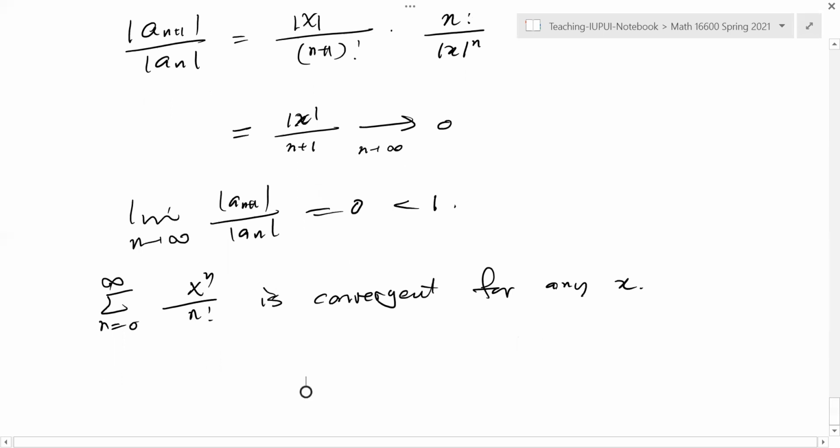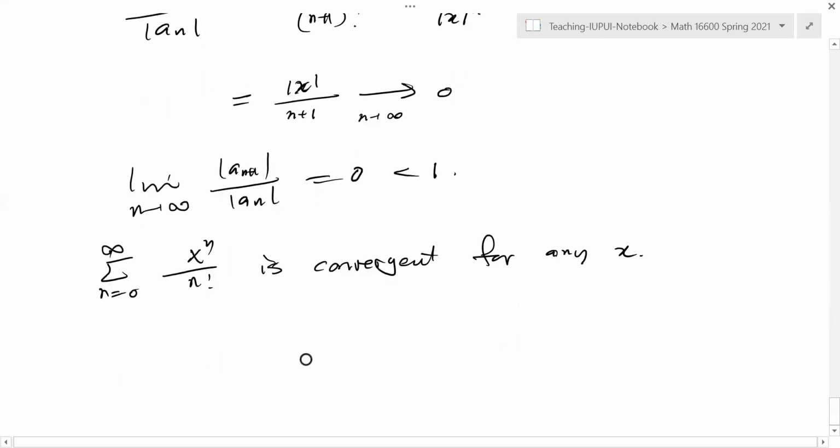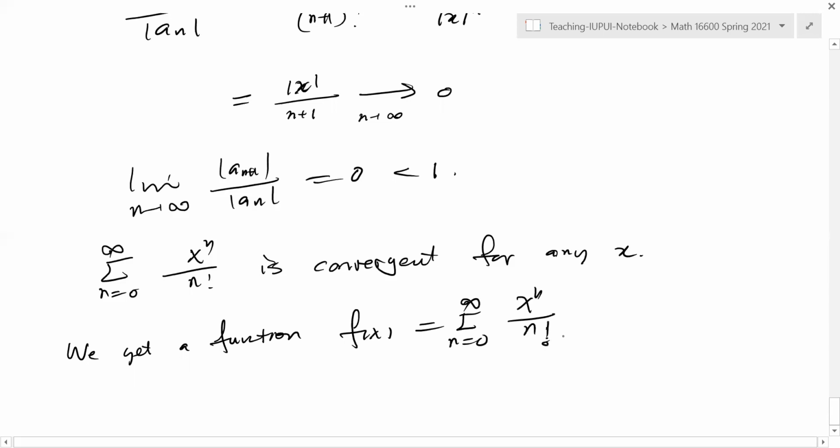All right, so we get a function f of x on this interval, which is the whole line.